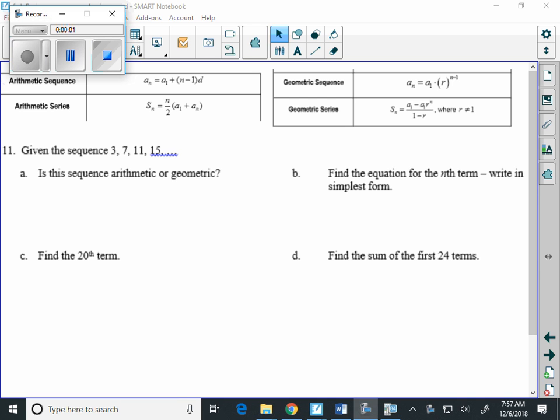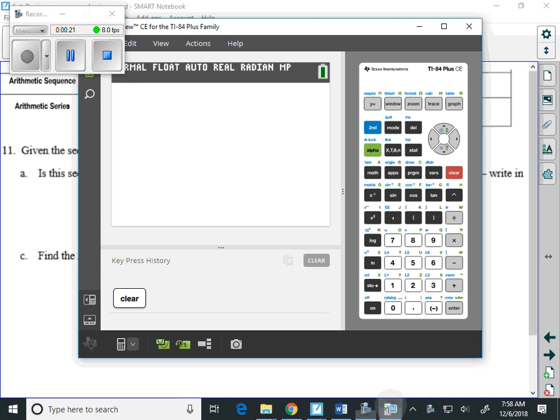Problem number 11. We have four parts to this one, and it says given a sequence 3, 7, 11, 15, we first of all need to determine whether the sequence is arithmetic or geometric. So I'm going to pull up the calculator, and remember, when it's arithmetic, we're looking for the common difference. When it's geometric, we're looking for the common ratio.